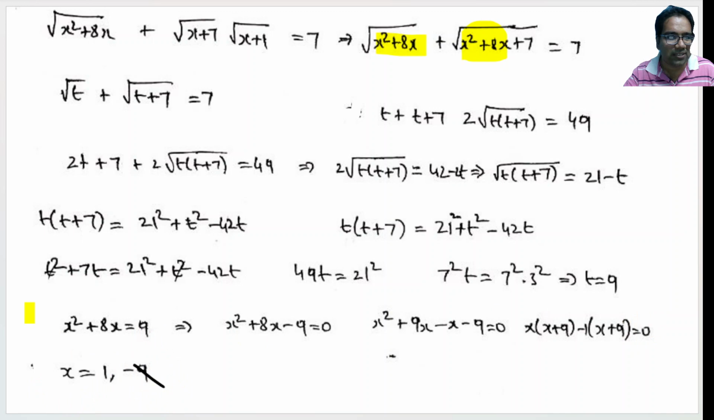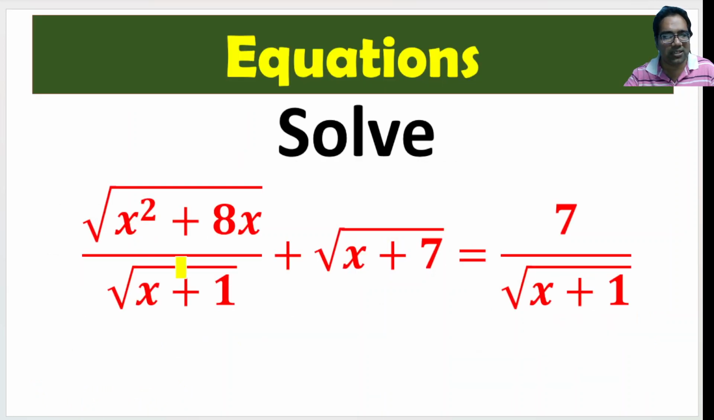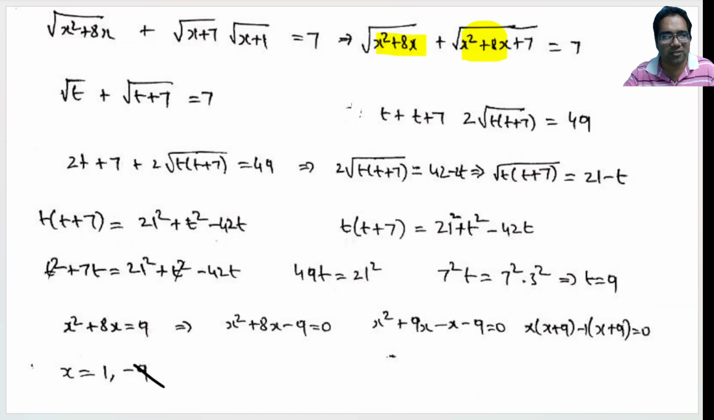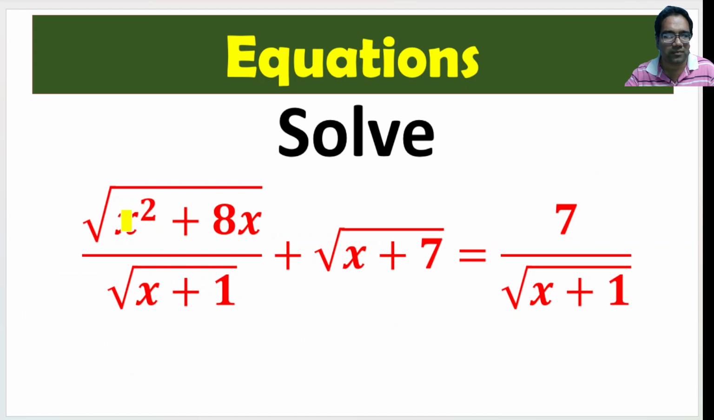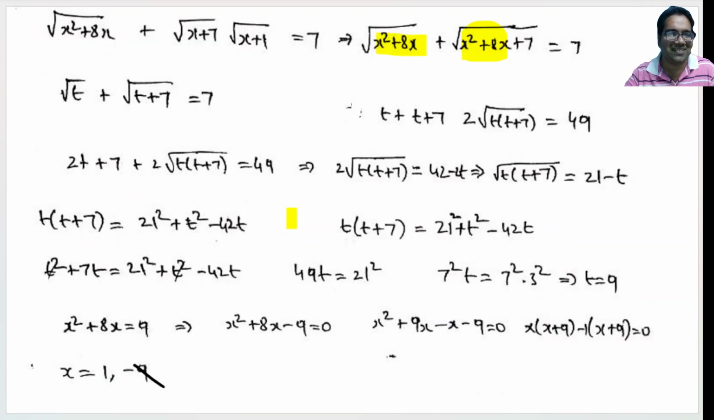Clearly we cannot take minus 9. Why? Because if we take minus 9, x plus 1 becomes minus 8, and x plus 7 becomes minus 9 plus 7, which is negative. This also becomes negative, which we cannot take. So the only solution is x equals 1. Then it will satisfy this equation.